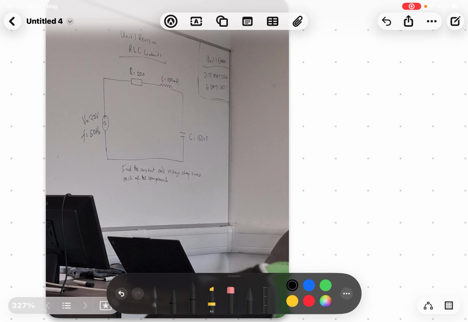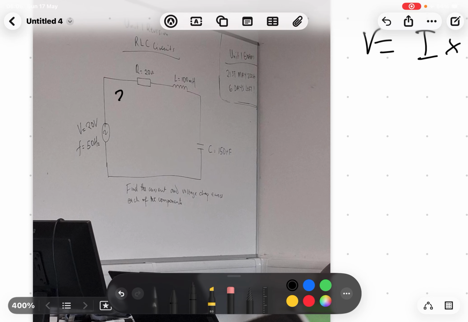And now we have to calculate the voltage drop across each of the components. So for each of these, we have to work out what is the voltage drop. And that's easy, as voltage equals I times resistance. So for the first one, we know the current is 0.89, so 20 times 0.89 equals 17.8 volts.